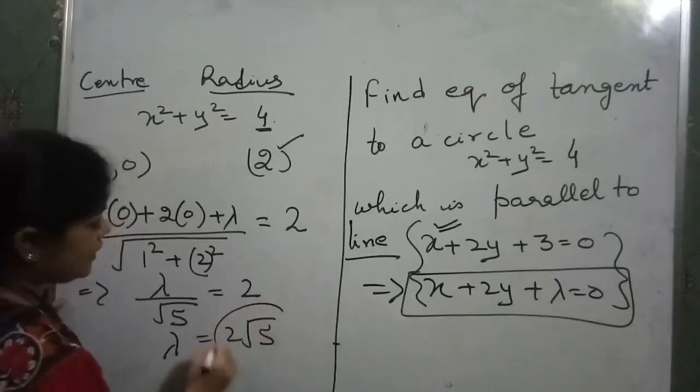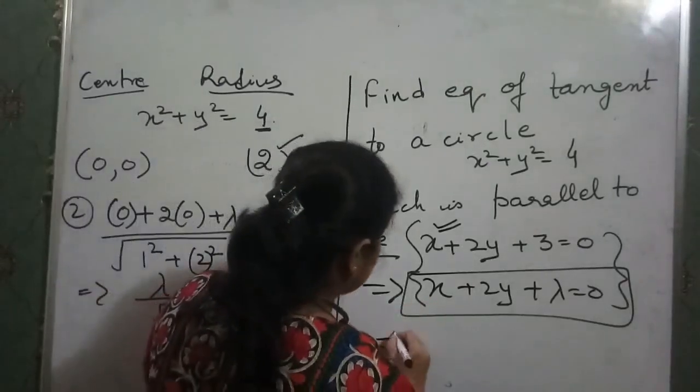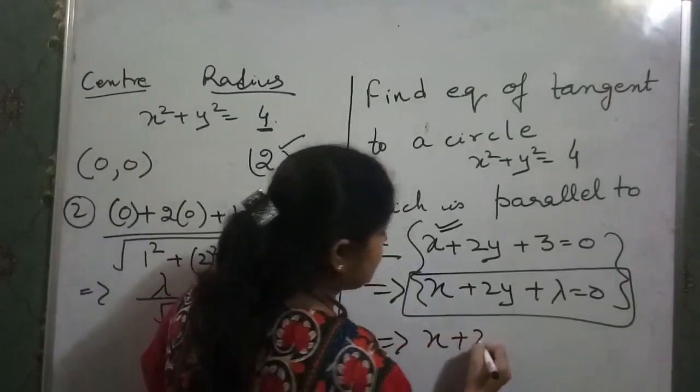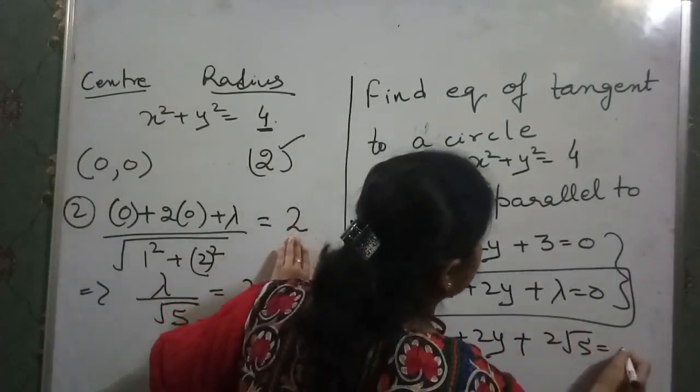Now substitute this value of lambda in the equation of tangent. So we have the equation of the tangent: x plus 2y plus 2 under root 5 is equal to 0.